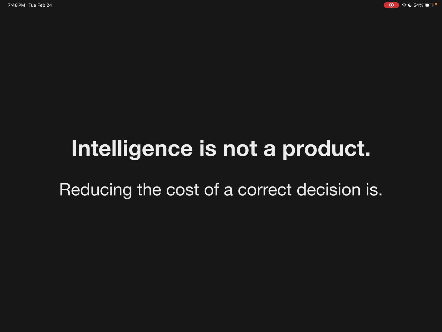Intelligence is not a product. Reducing the cost of correct decisions is. In our next episode, we will look at the demo to production. For now, be precise about the problem you are solving. Everything else follows from that.